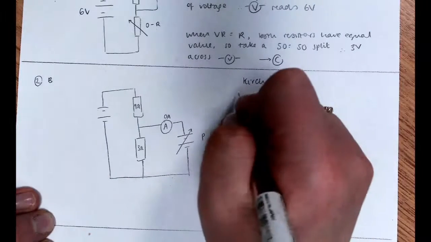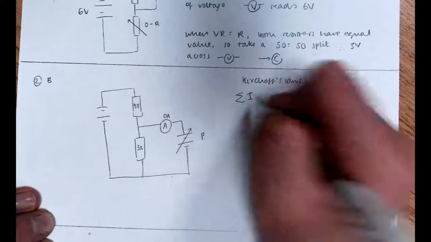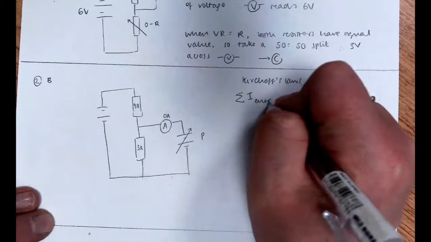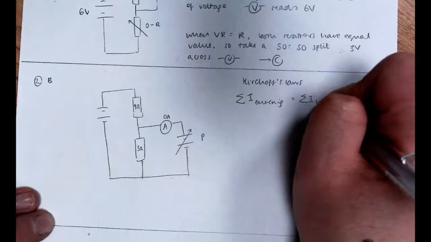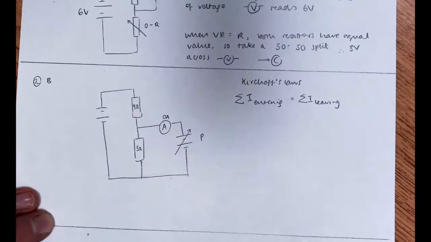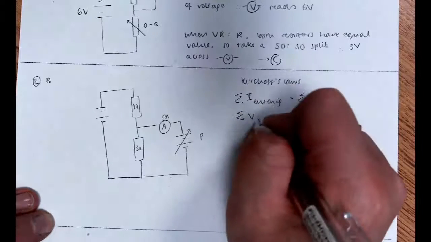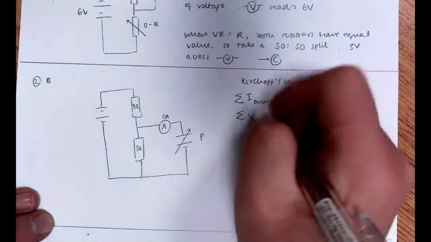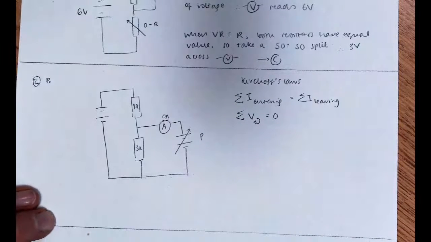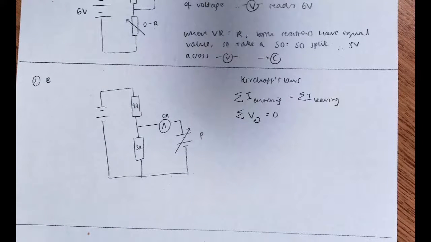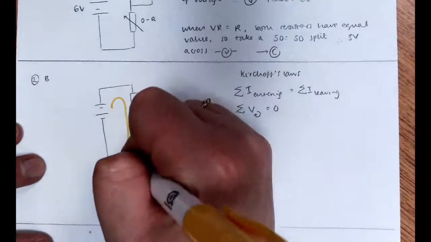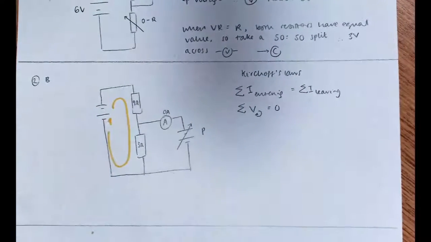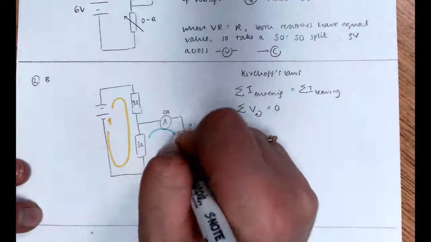We know that the sum of the current entering a junction must be equal to the sum of the current leaving a junction. And we also know that the sum of the voltage around a loop must equal 0. Those are Kirchhoff's laws that we've learned, and we're going to use those. So the first thing is, let's identify the loops that we have. Loop 1 is going to be this one here, and loop 2 is going to be this one.